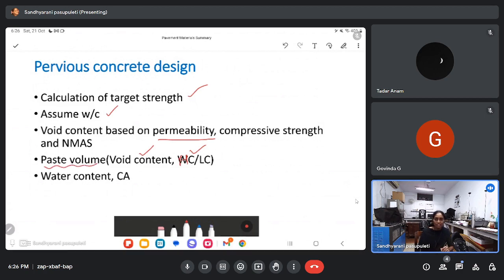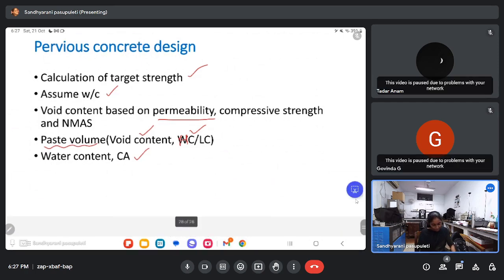Here the main importance in the pervious concrete is the paste value. This paste volume is what is going to be placed on the surface of the aggregates. So we keep changing the paste values, and we decide on the one giving the highest strength. Then the water content and porous aggregate fraction can also be calculated based on that.